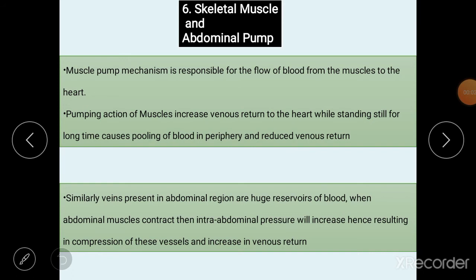Similarly, your skeletal muscles work as pumps. As I mentioned before, your calf muscle, especially your soleus, when it squeezes or contracts, pushes the blood from your peripheral veins in your legs back towards the heart. So your skeletal muscles act like pumps and they increase your venous return.